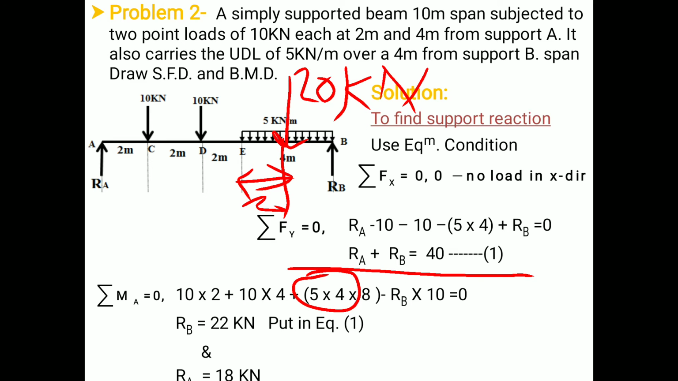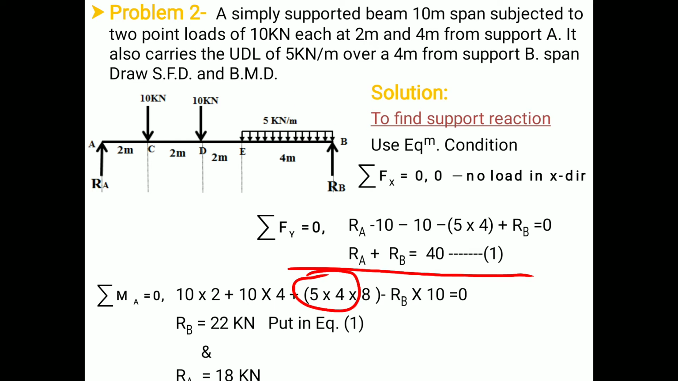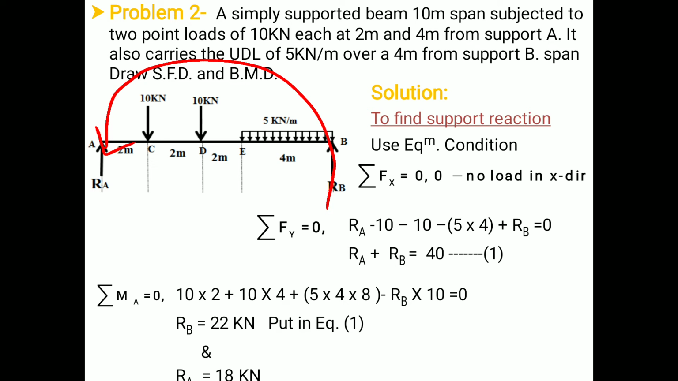It will act at a distance of 2 meter from the start of the UDL. Therefore this perpendicular distance will become 2 plus 2 plus 2 plus 2, so it will be 8 meter. And minus Rb into 10, because Rb will act in anti-clockwise direction with respect to point A. Therefore minus Rb into perpendicular distance 10, which is equal to 0. After solving this equation, we have Rb equal to 22 kN, and if I put the value of Rb into equation 1, I have Ra equal to 18 kN.